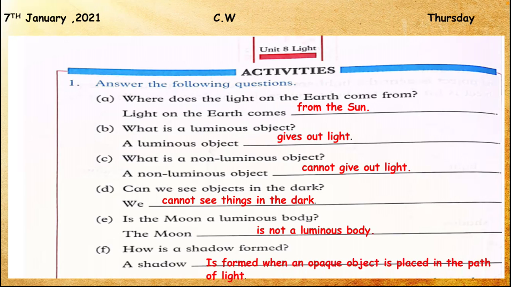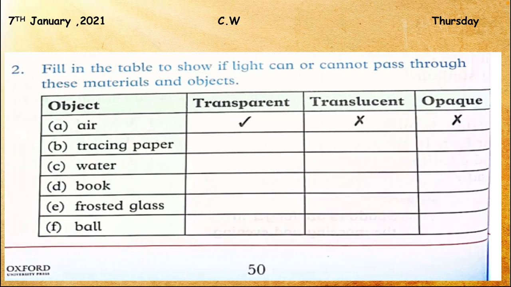Question F. How is a shadow formed? A shadow is formed when an opaque object is placed in the path of light. So when the opaque object blocks the light, the shadow is formed. Write down these answers in your book.